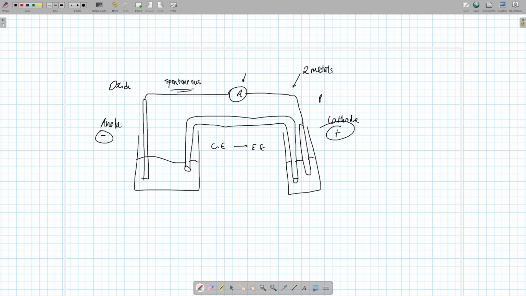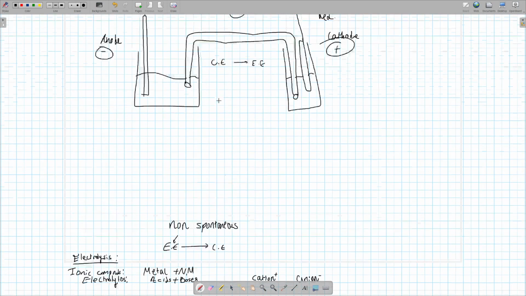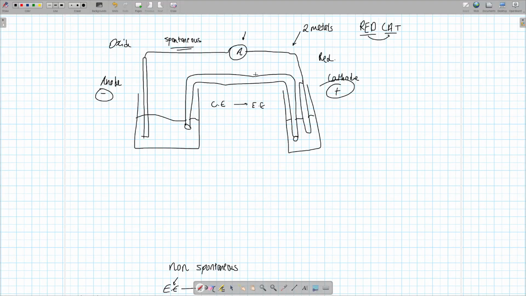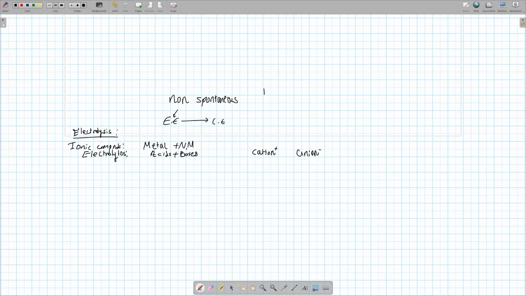And at the cathode, we'd always have reduction. One mnemonic that someone told me about is red cat. Red cat basically tells you there is reduction at the cathode. And if there's reduction at the cathode, that means there's oxidation at the anode. So it's the same rule. The same rule applies. We have reduction at the cathode, and we have oxidation at the anode.